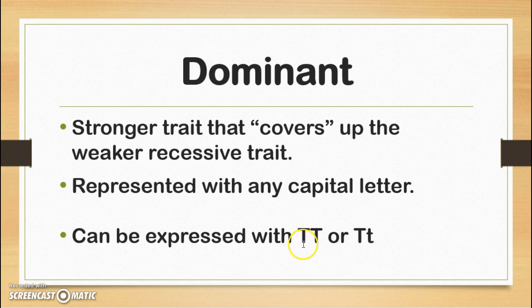It can be expressed with either two capitals, because remember you're getting one from mom and one from dad, or you can be dominant if you have a dominant and a recessive, because remember the dominant is going to cover up this recessive. So that's two ways that you can write a dominant gene pair.